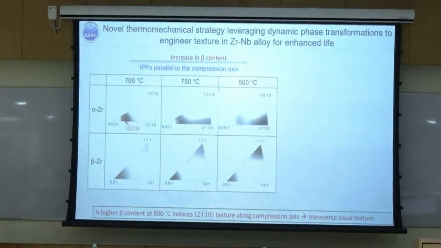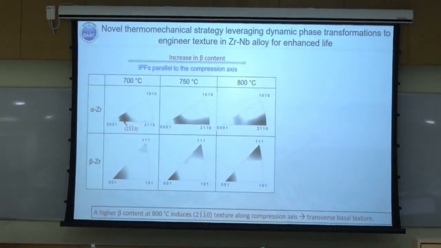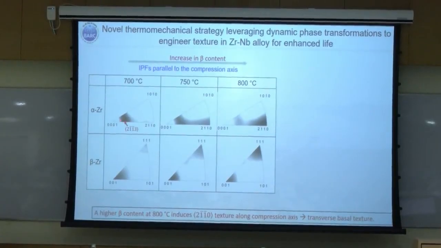These are the inverse pole figures which demonstrate that you have strong basal texture at low temperatures. As we go to higher temperatures, we have a strong transverse basal texture. And in the beta zirconium, the texture components are not changing as a function of temperature.